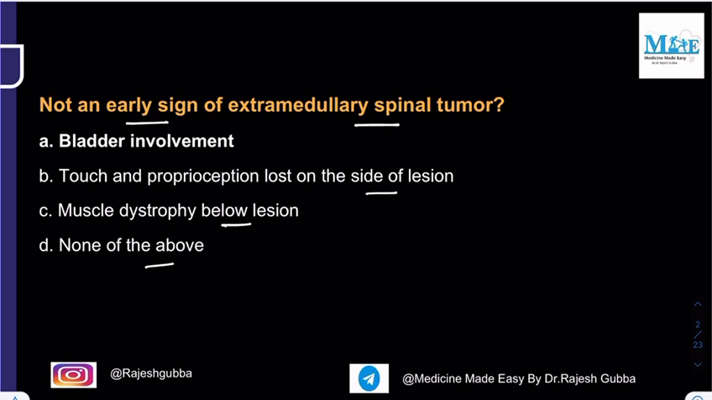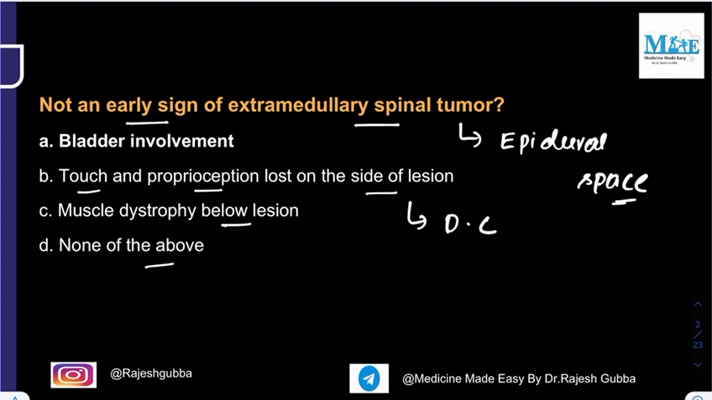The extramedullary tumors are those which originate from the epidural space, or are present within the epidural space. Whatever structures are present within or near the epidural space get compressed first. For example, touch and proprioception is lost on the side of lesion. Touch and proprioception are carried by the dorsal columns, which are present very near to the epidural space. So definitely your touch and proprioception is lost on the side of lesion in the early stage.